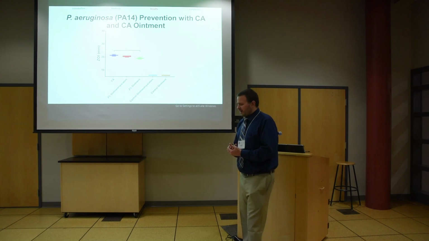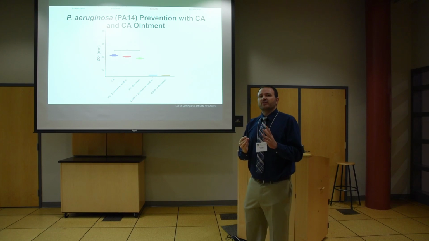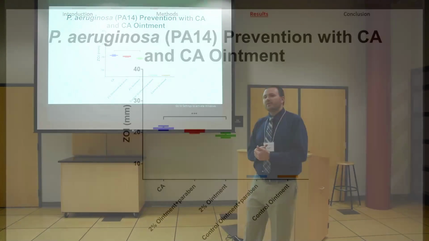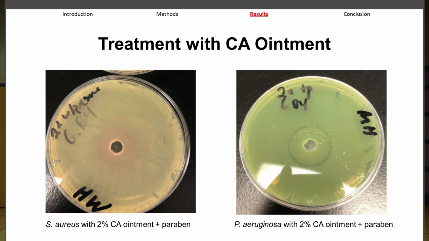So here's an example of the Pseudomonas. Once again, with Pseudomonas and Staph, for all the strains, we always saw the exact same trend, where we have cinnamaldehyde, followed by the 2% cinnamaldehyde ointment with the preservative, followed by the 2% ointment alone. So next, after we saw that we were able to prevent the growth, we wanted to see if we could essentially treat it.